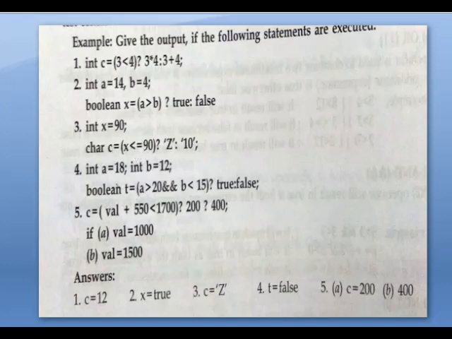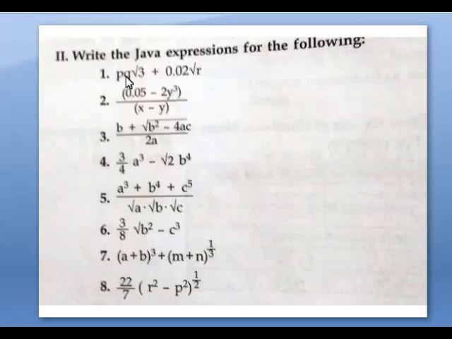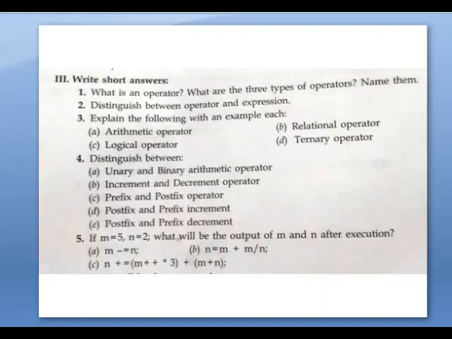The next one is write the Java expressions for the following. This you have to do by yourself. Okay, how to write? For the square root you write P into Q into Math.sqrt of 3. Like this you have to write all these mathematical expressions. The next one is write short answers. So try to write the answers for all these questions. Okay.